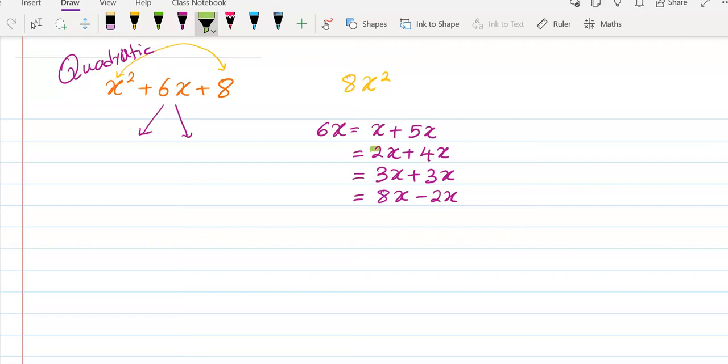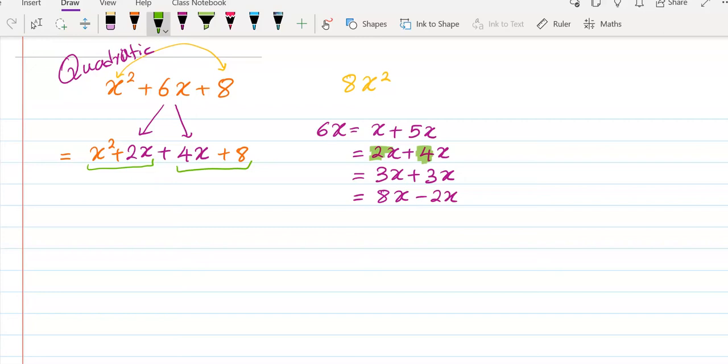Now you can clearly see the number 2 and the 4 multiplied to give you an 8, which means I'm going to pick that as my split. Therefore, I replace the 6x as 2x plus 4x, and then of course I have x squared plus 8. Here I haven't changed my equation, simply rewritten it in 4 terms. Now if you have 4 terms, you know how to factorize by grouping.